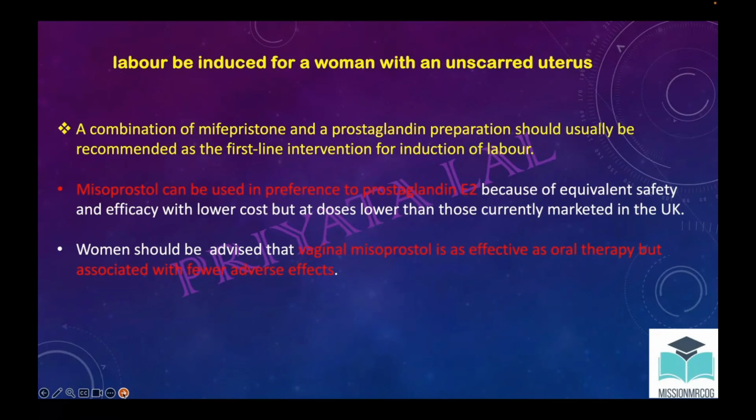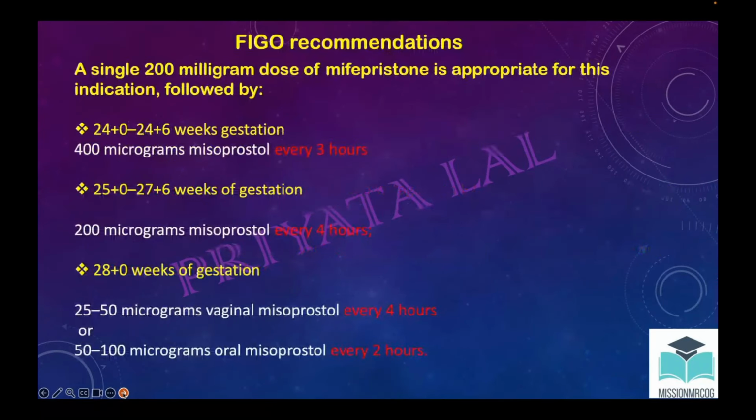Why? Because prostaglandin E2 is costly, and also temperature maintenance is required. And vaginal miso is as effective as oral, but the side effects are less. Okay, so you should know what methods can be given for induction if the woman has no scar on the uterus. Now these are the FIGO recommendations.